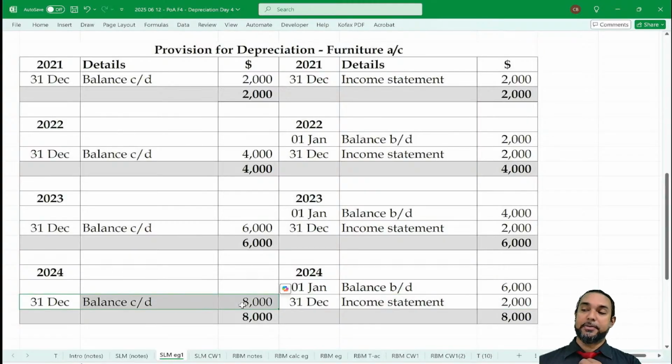Now, at the end, they were supposed to dispose of the asset, but asset disposals is not in the syllabus anymore. And that's a conversation for a different time.